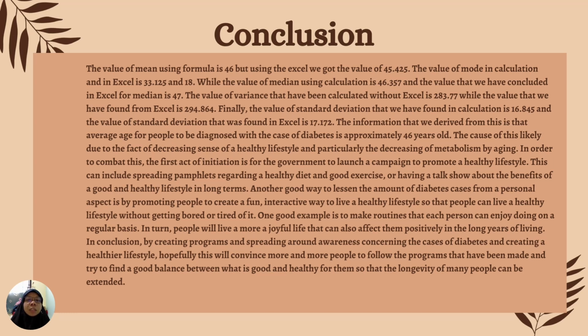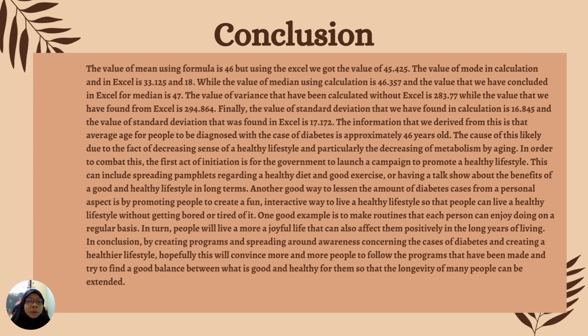The information that we can derive from this is that the average age for people to be diagnosed with a case of diabetes is approximately 46 years old. The cause of this is likely due to the decreasing sense of a healthy lifestyle and particularly the decreasing of metabolism by aging.